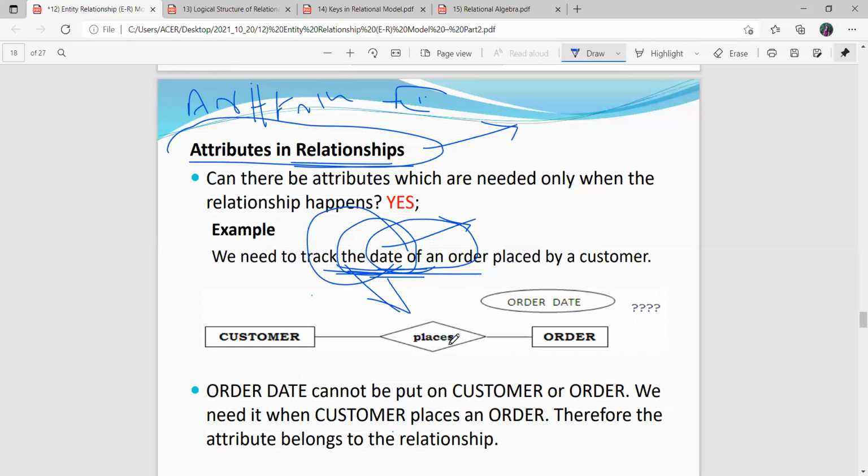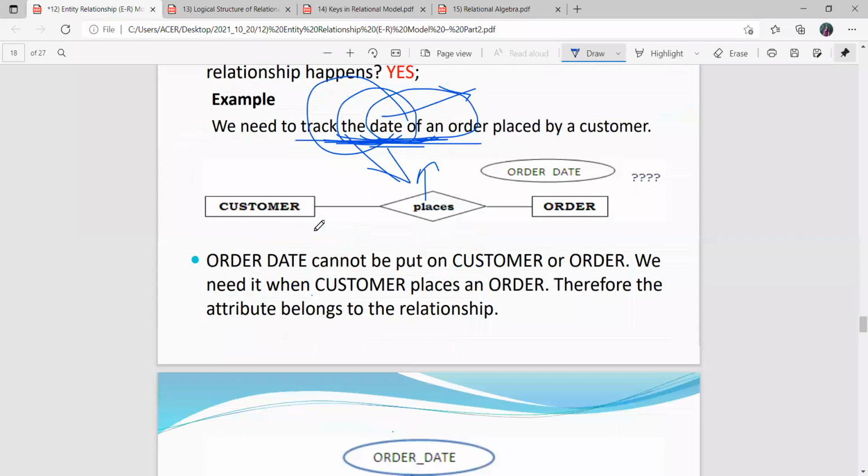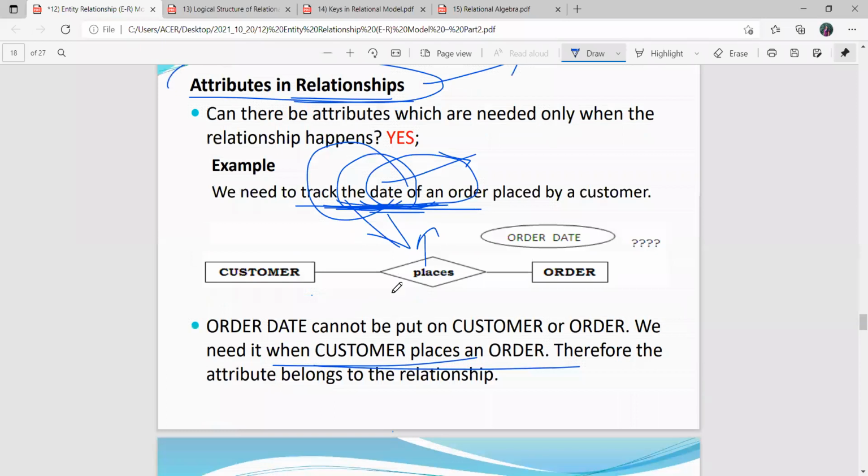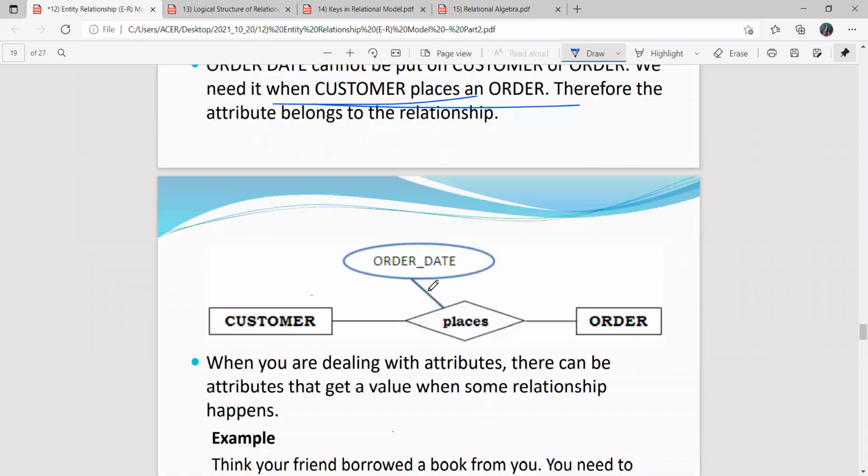So the date of order can be taken under the relationship. Order date cannot be put on customer or order. We need it when the customer places an order. Therefore, this attribute belongs to the place relationship. You can denote it like this. No need to take another color to represent it. You can represent it under the place relationship.